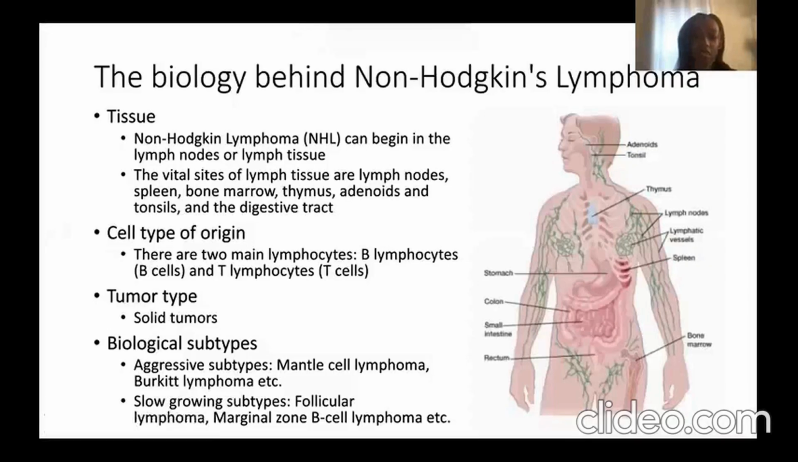So first, let's begin by talking about the tissue. Non-Hodgkin's lymphoma, or NHL, can begin in the lymph nodes or the lymph tissue. The vital sites of the lymph tissue are the lymph nodes, spleen, bone marrow, thymus, adenoids, tonsils, and the digestive tract. Regarding the cell type origin, there are two main lymphocytes, which are B lymphocytes, also known as B cells, and T lymphocytes, also known as T cells.